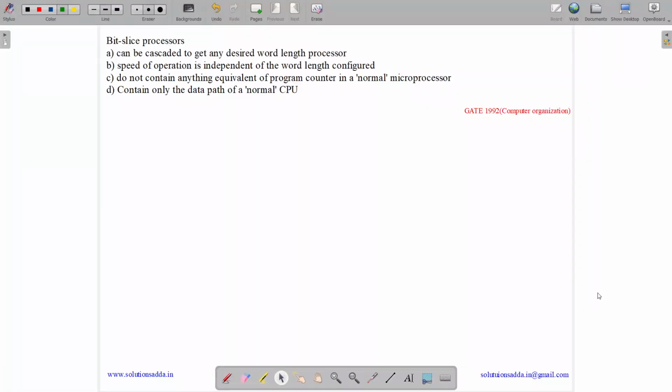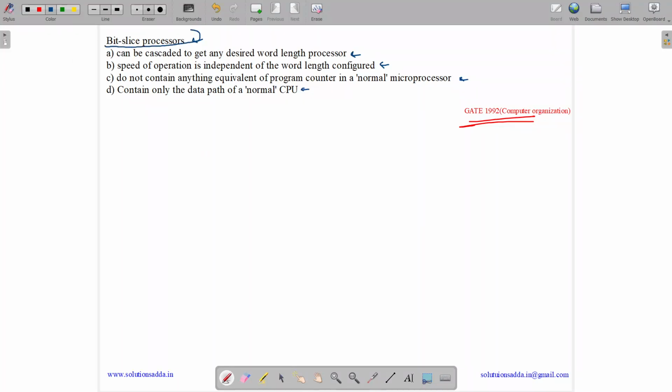This question belongs to the Computer Organization subject and was asked in GATE CSE 1992. So the question states: bit slice processors can be cascaded to get any desired word length processor. Speed of operations independent of the word length configured. Do not contain anything equivalent of program counter in a normal microprocessor. Contain only the data path of the normal CPU.